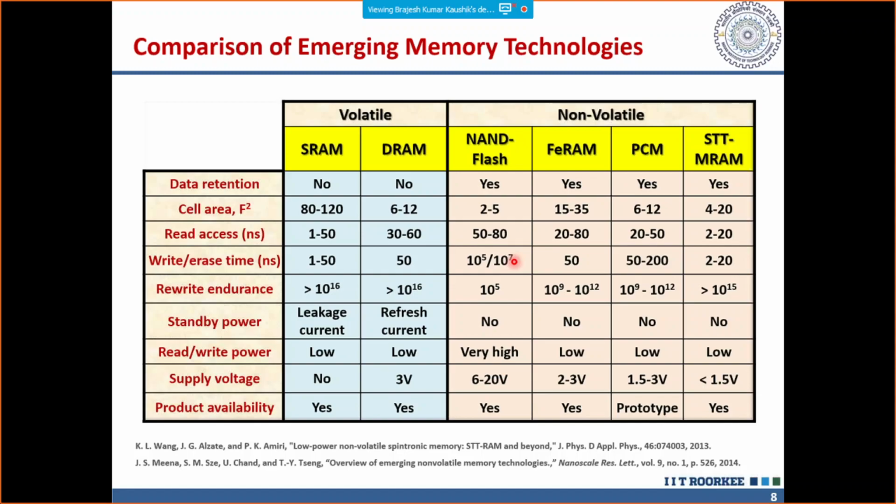Now, when you go to read-write endurance, your rewrite endurance is really good enough for SRAMs and DRAM. That is something like 10 to the 16. And accordingly, when you go to NAND flash, you have something like 10 to the 5, 10 to the 9 to 12, and so on and so forth.